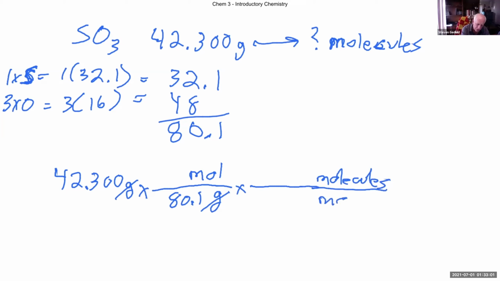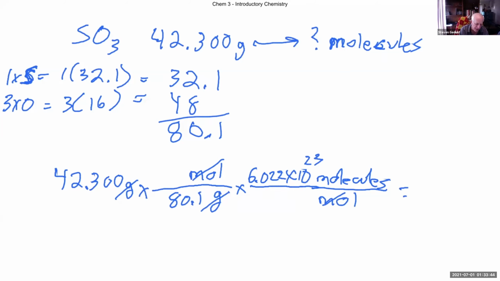So moles have to go on the bottom, so moles will cancel. How many molecules are in 1 mole? 6.022 times 10 to the 23rd. Like I said, don't get confused just because it's a big number. It's got to be a big number because atoms are so small. I mean, it's 6 with 23 zeros after it. It's a huge number. But it's just like 1 dozen equals 12. Half a dozen equals 6. 1 mole equals 6.022 times 10 to the 23rd. It's just a number usually to represent that unit.